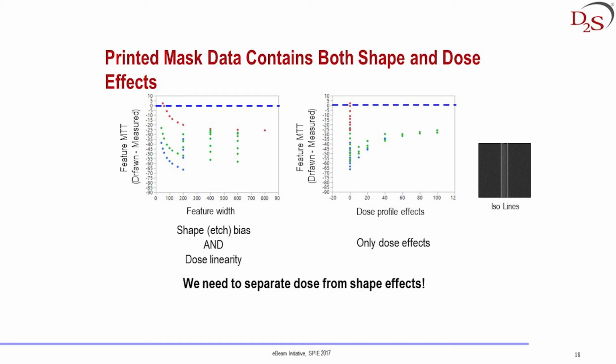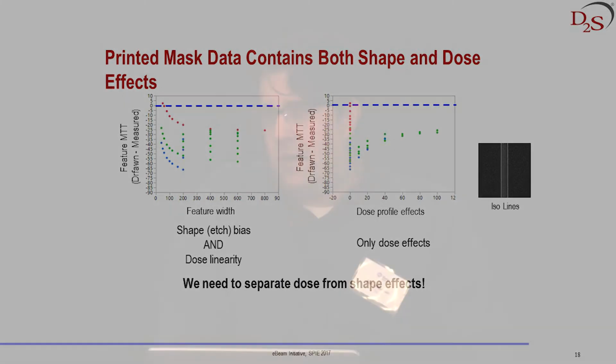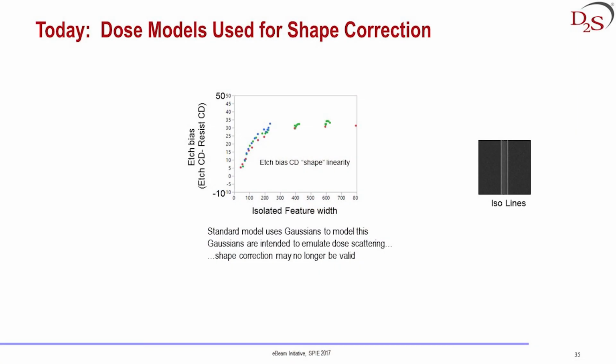But I'll also plot it as a function of dose profile effects. And this is something a little bit different than you'll see in the multi-beam system. It's a little bit hard to get dose profile effects in the VSB tool. In the multi-beam, it opens us the ability to do this. We'll talk about where these things come from in a second, but let's focus on the shape effects.